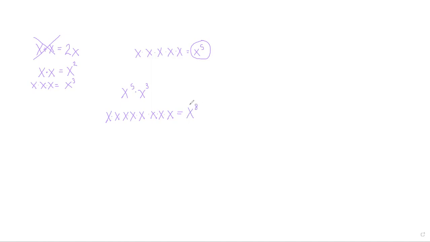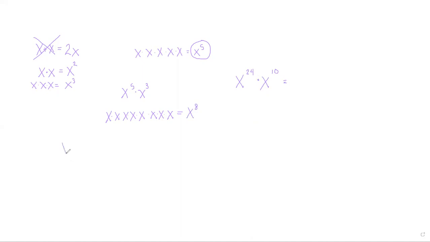Well, that's all well and good. But what if I get big numbers? What if I have x to the 24th times x to the 10th? Do I really want to write out x times x 24 times and then 10 times? Are you kidding me? No. So what do I do? Is there a faster way to do this?